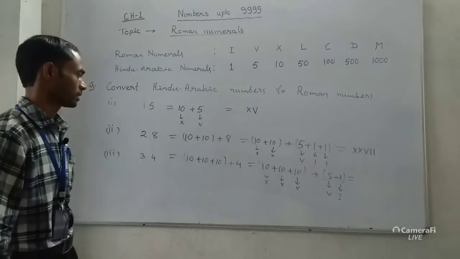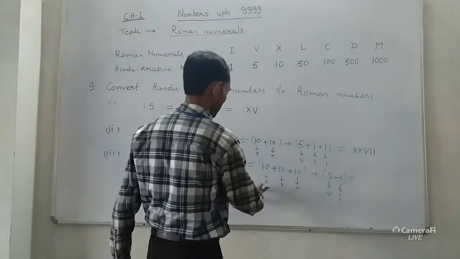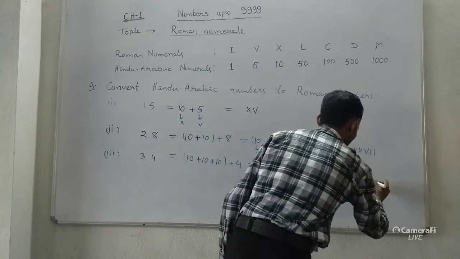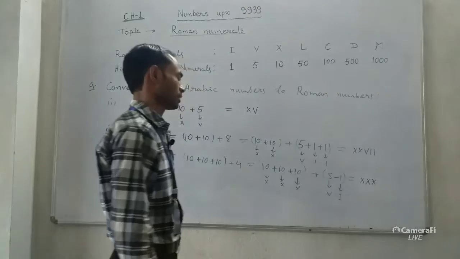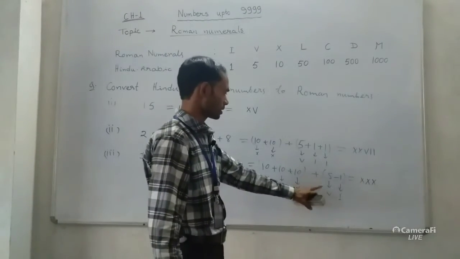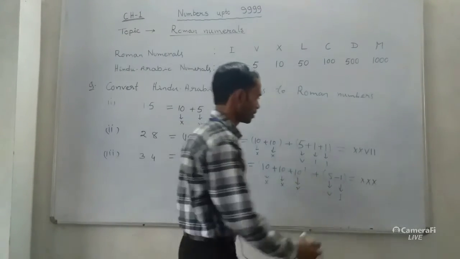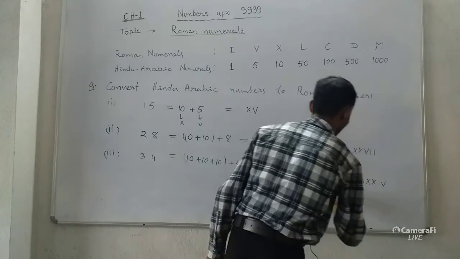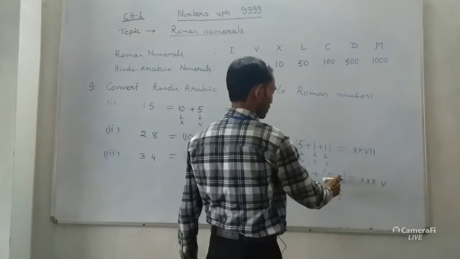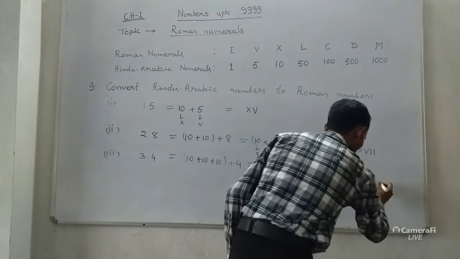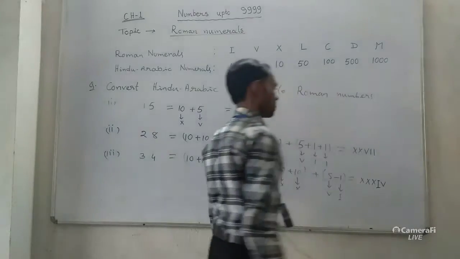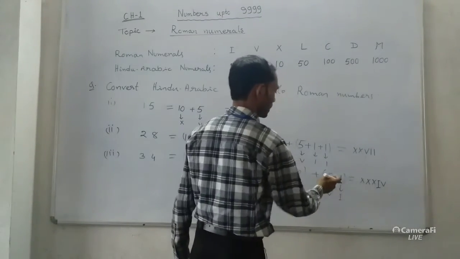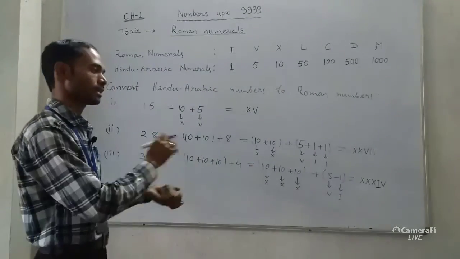Now we will arrange the symbols. First take X, X, X, one after another successively 3 X's to add and get 30. Then plus 5 means on the right side there will be V, but minus 1. So minus 1 from 5, so I will come before V so that it is subtracted from 5. So I should be on the left side of V.